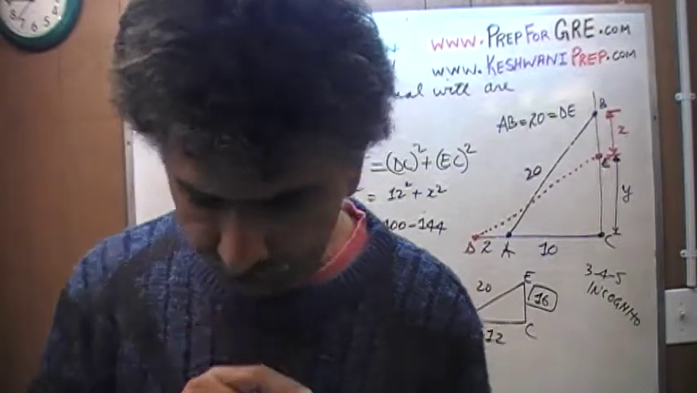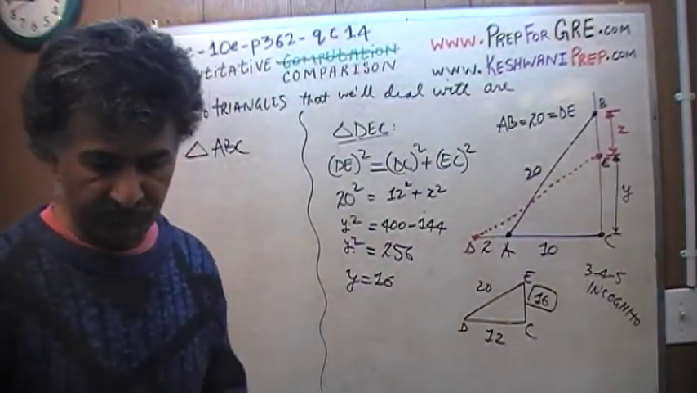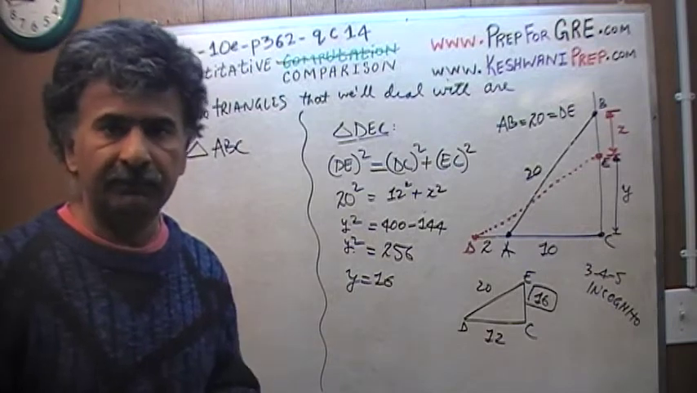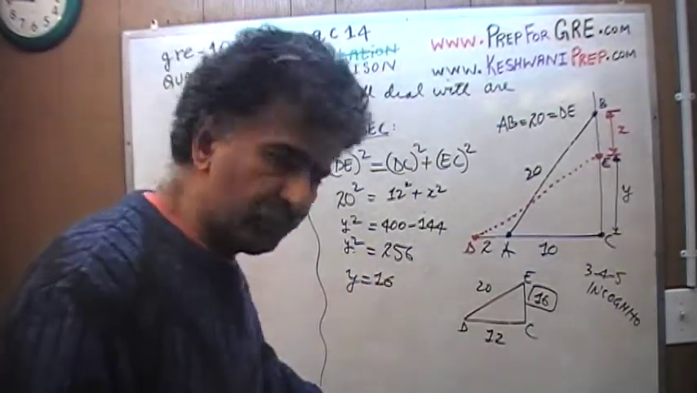Incognito. And if you do not know that word, pick up a proper dictionary, look it up, learn it and expand your vocabulary. Incognito simply means in disguise. It's a 3, 4, 5 triangle in disguise. I'm going to show you in a second how.